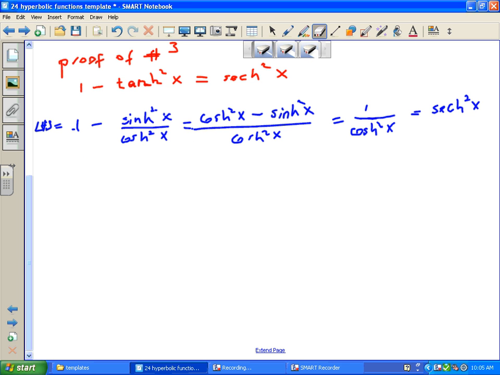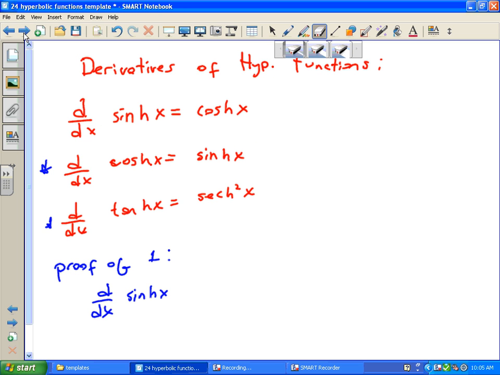Okay, now we're going to take a look at the derivatives of hyperbolic trig functions. And once again, they have very similar properties to that of trigonometric functions, except they're a little bit easier to remember because there are no negative signs to mess up with. Okay? So normally, what do we know about the derivative of the regular sine function? The derivative of the regular sine function is cosine, right? In the hyperbolic world, the derivative of hyperbolic sine is hyperbolic cosine.